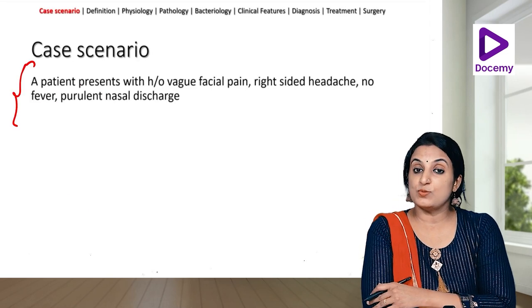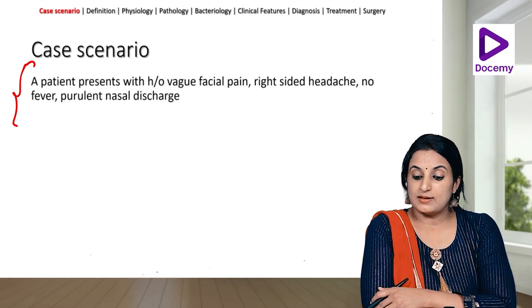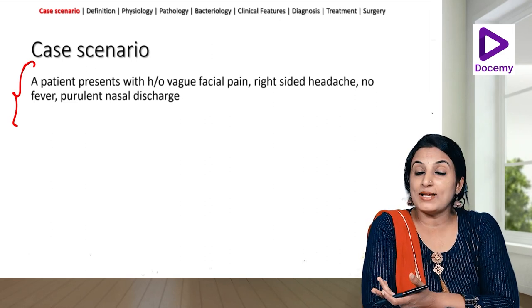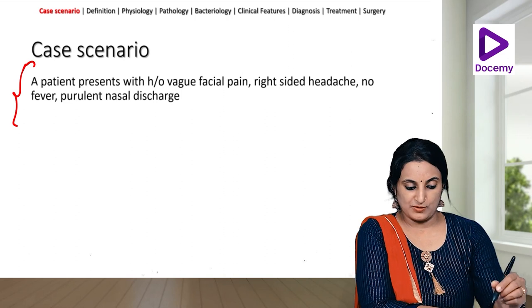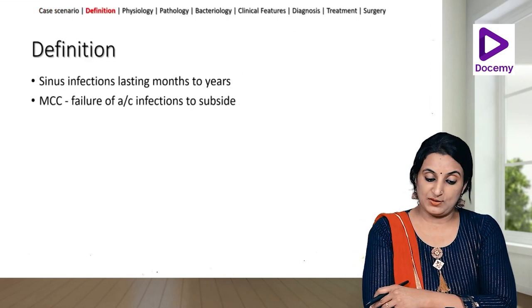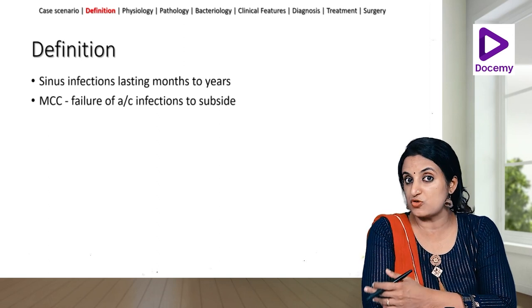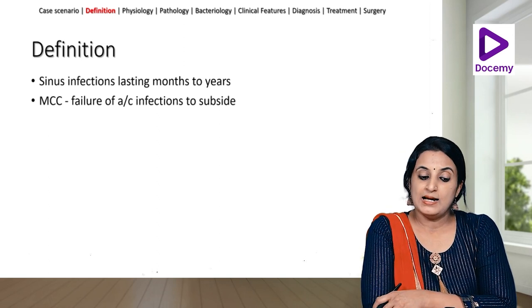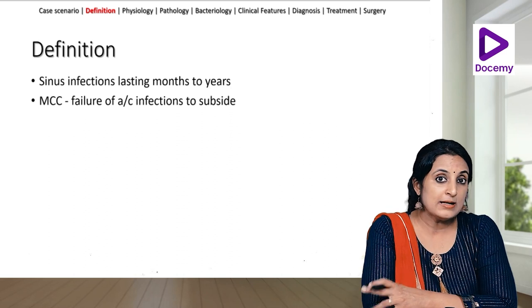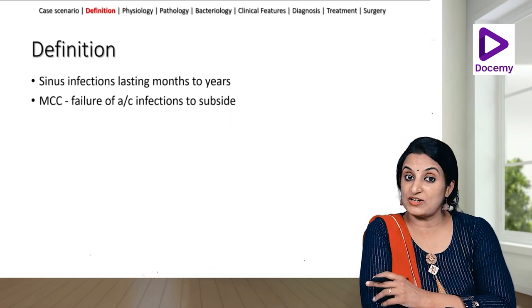Now let's look at a case scenario. A patient presents with a history of vague facial pain, right-sided headache, no fever at all, and a purulent nasal discharge. Let's look at the definition of chronic sinusitis. Sinus infections lasting for months to years are usually called chronic sinusitis, and the most common cause is the inability of an acute infection to resolve.